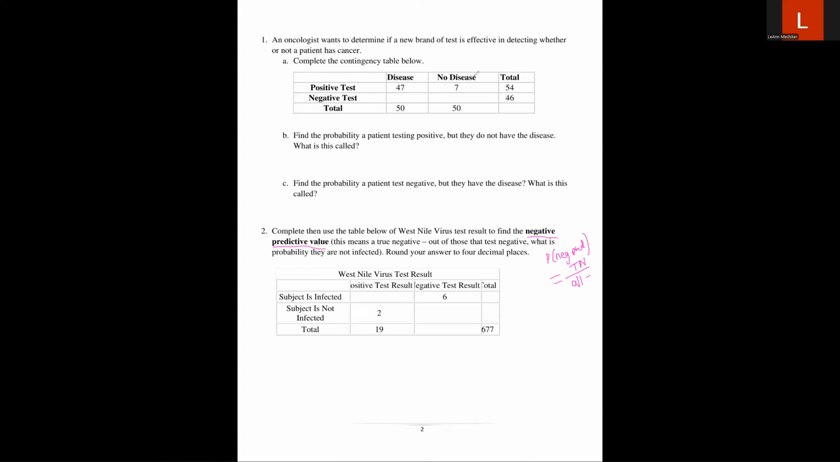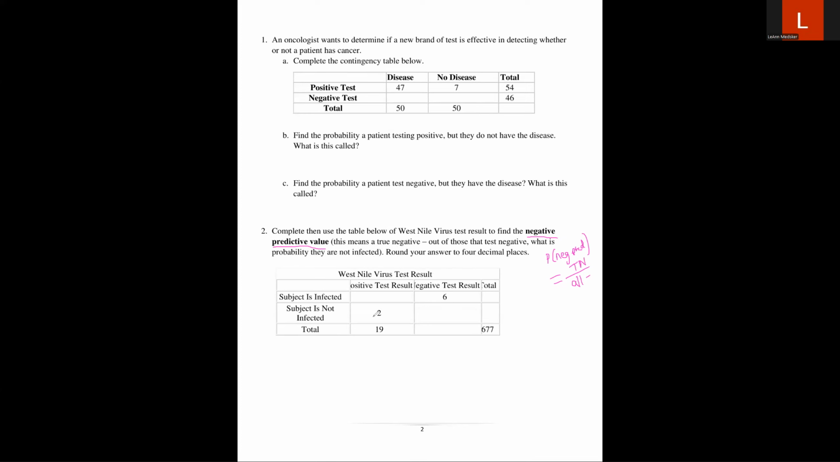So this is just slightly different than false negative because we're saying these people were correctly identified as having a negative test result, which means they did not have the disease. So it says this means a true negative. Out of those that test negative, what is the probability they are not infected? And we're going to round our answer to 4 decimal places.